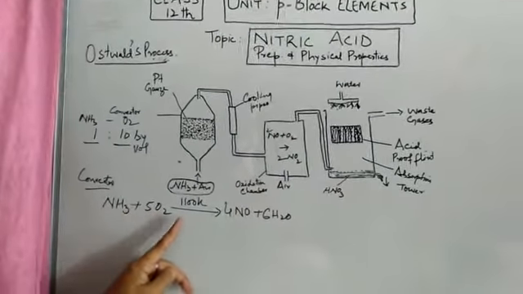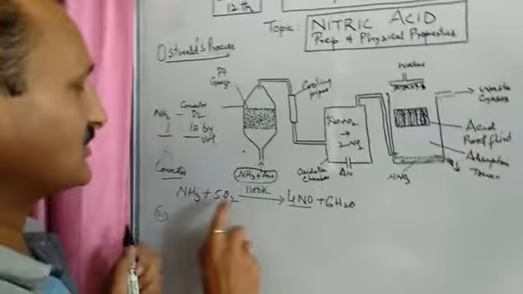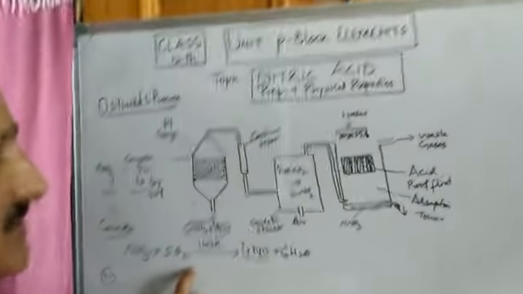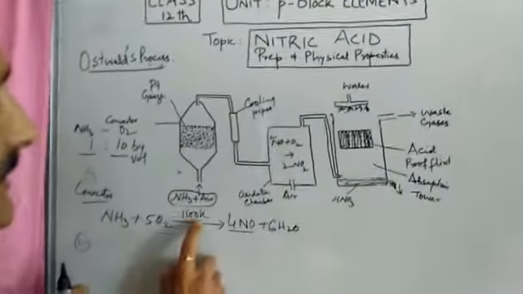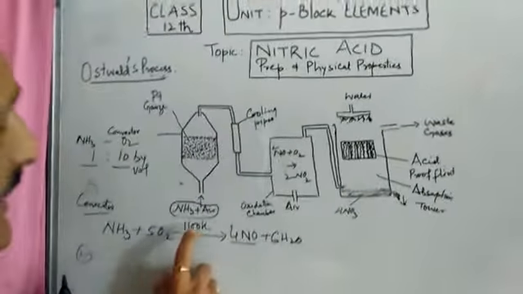Now in the second step, what happens? This nitric oxide goes into these pipes, these are cooling pipes. Since there is a very high temperature, we do not require any further heating. This is an exothermic reaction, since it has been carried out at a very high temperature. So now this nitric oxide is passed through cooling pipes. So another step is cooling pipes.